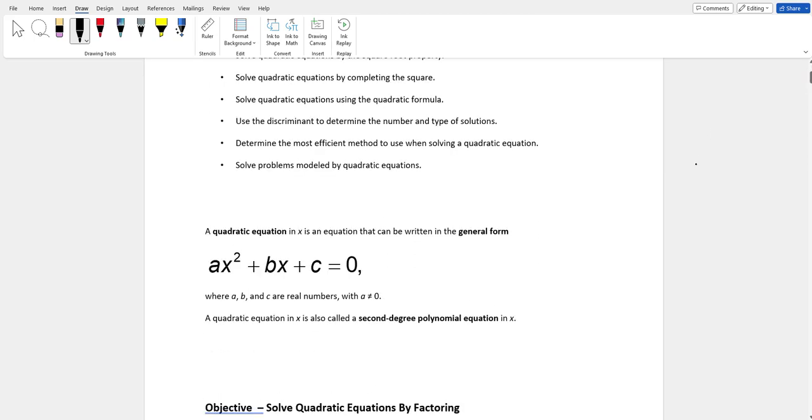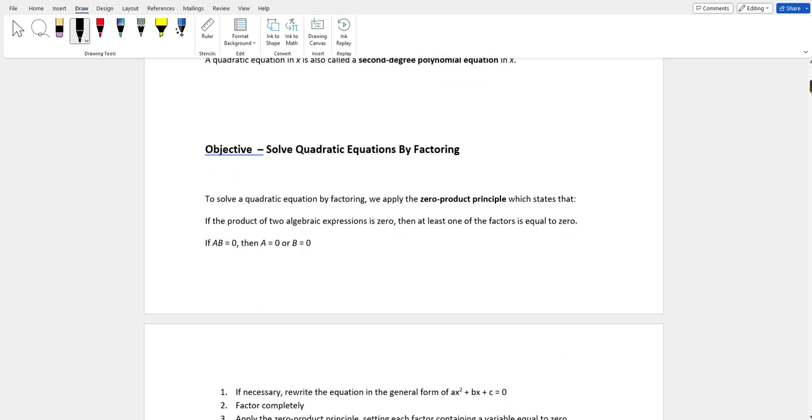A quadratic equation is in the form of ax squared plus bx plus c equal to 0. A, b, and c are real numbers. A cannot be equal to 0. We also call a quadratic equation a second degree polynomial equation. We call it that because the highest exponent in a quadratic equation is the number 2. So that's why they call it a second degree.